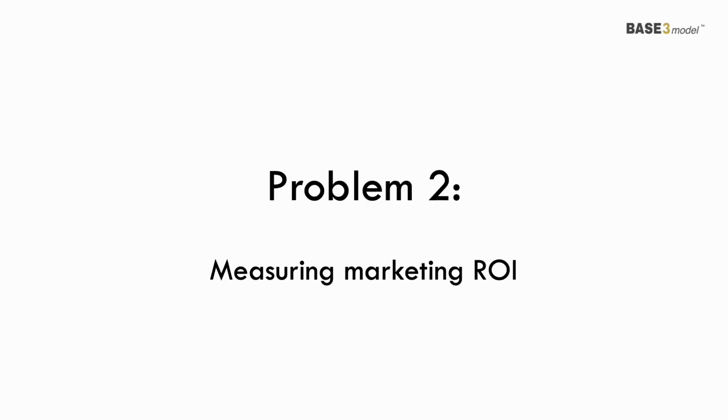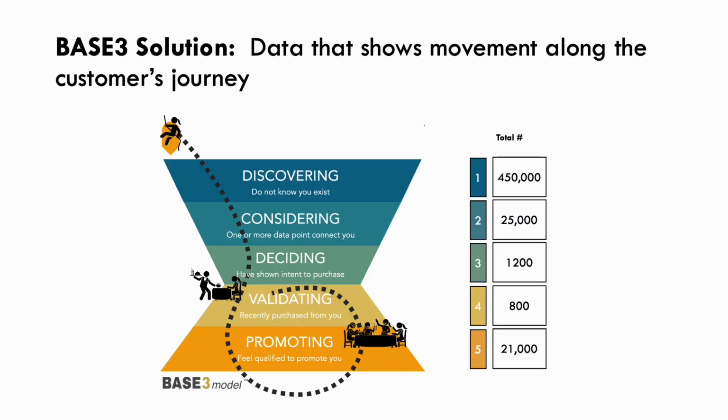Problem number 2. Producing ROIs, or return on investment, for marketing has been historically challenging due to many factors such as time to decision, touch points that are not measurable, and assets that do not share data. The BASE3 model divides the customer's journey into 5 specific levels, as described earlier in the video. By measuring the population of these levels, you will then be able to quantify movement along the journey.